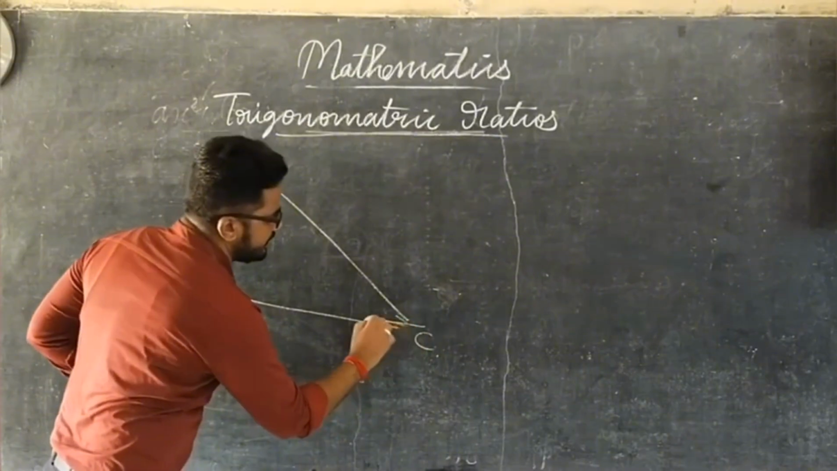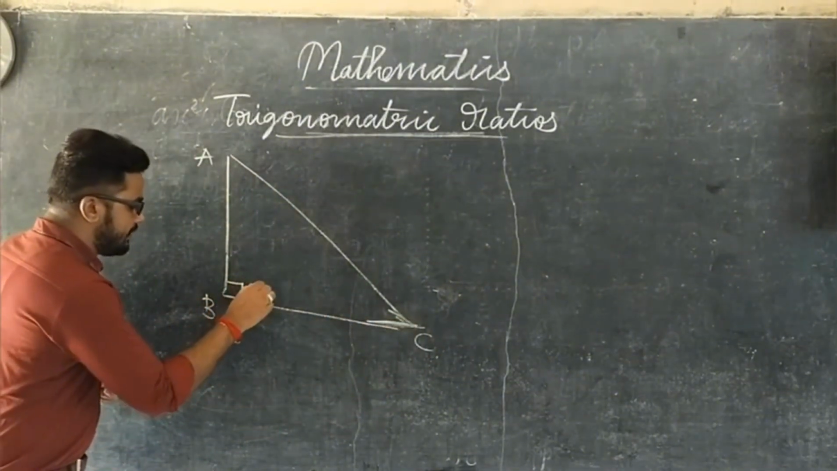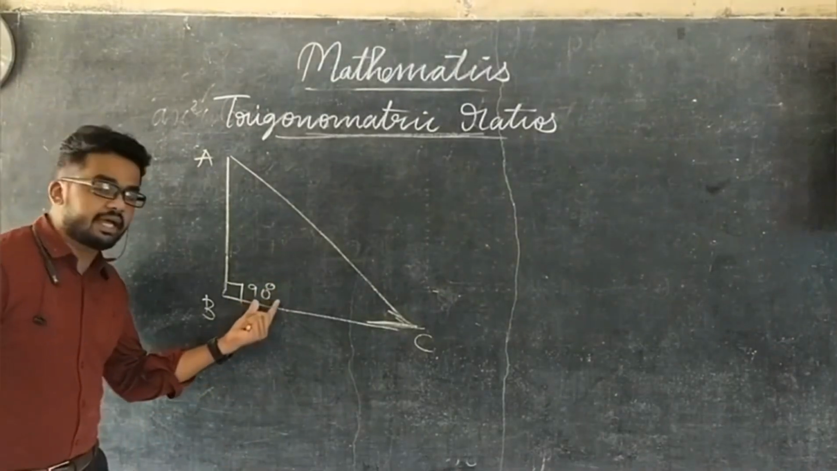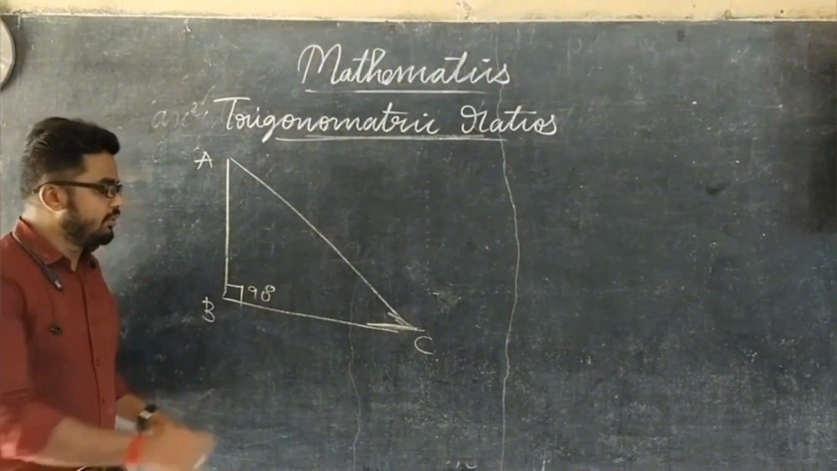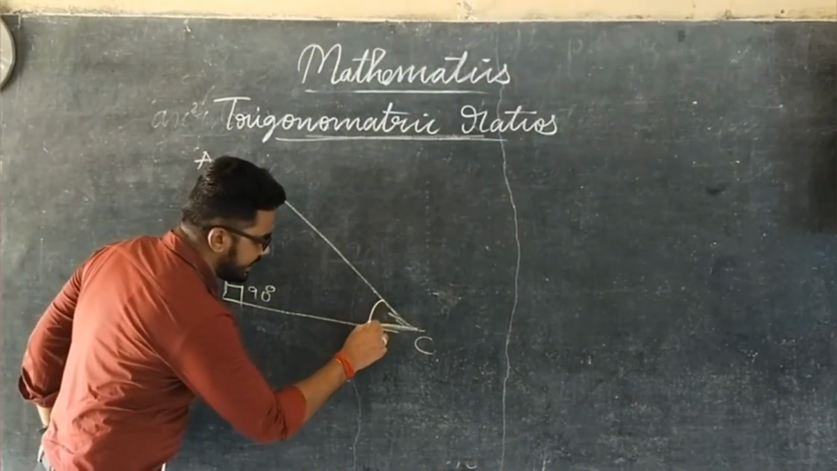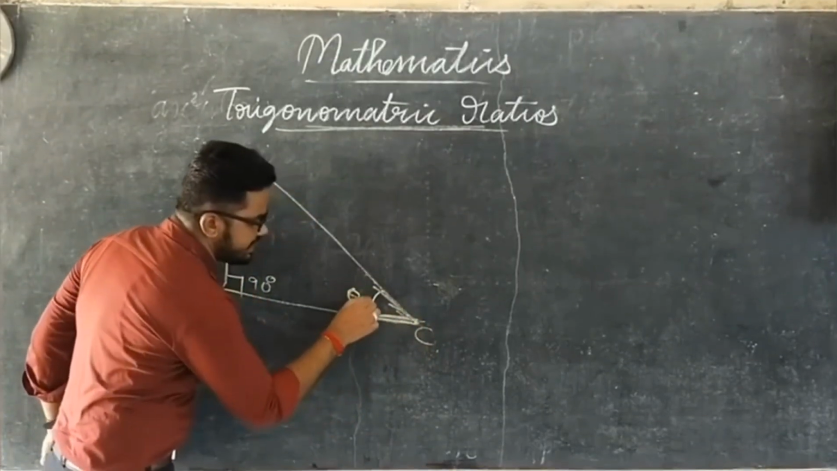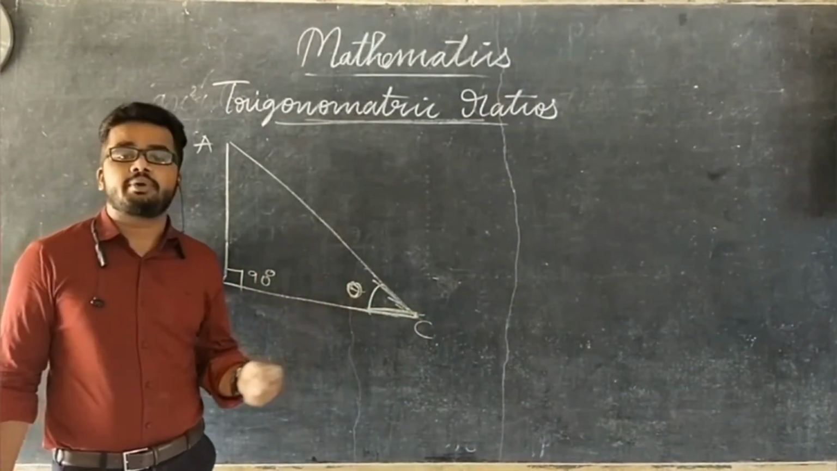Already you know that a right angle triangle means one angle will be 90 degrees. That we call a right angle triangle. Now let me consider theta here. Where is the angle formed? We shall consider that the angle is formed at C.